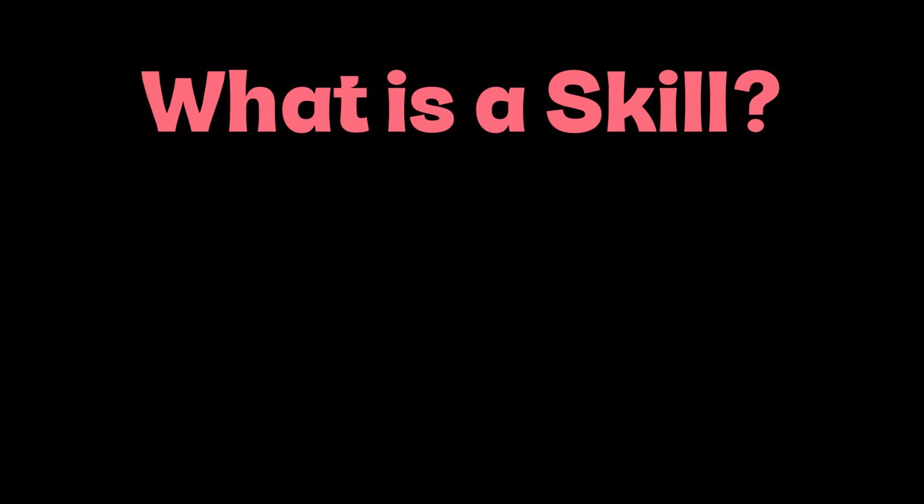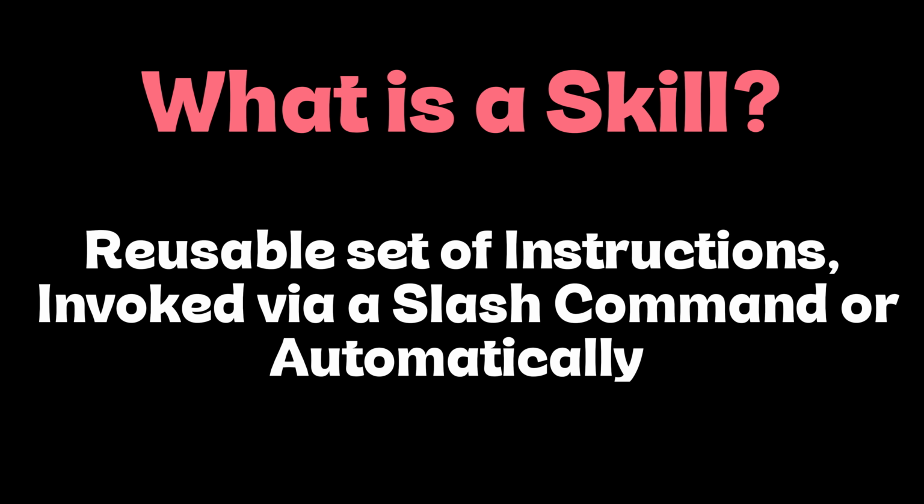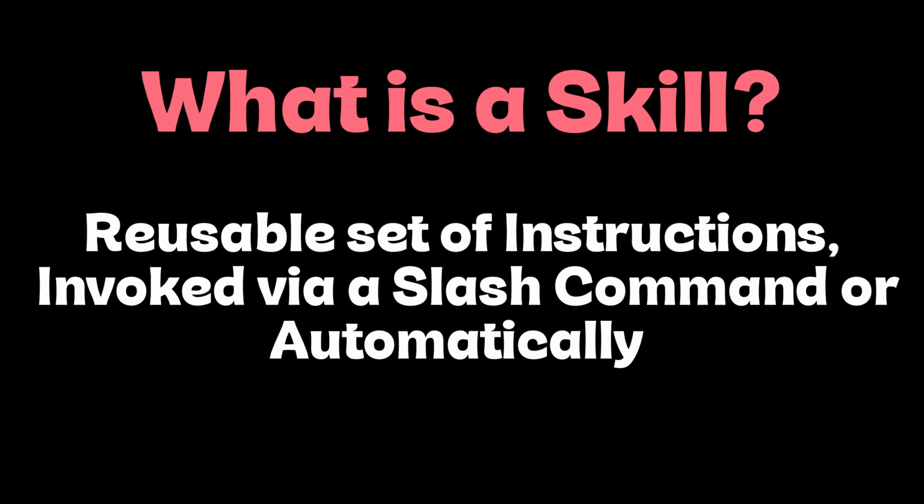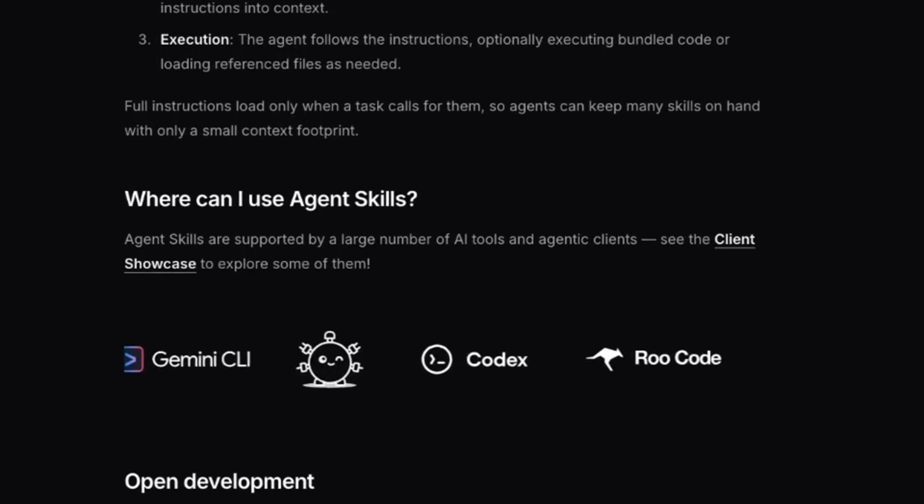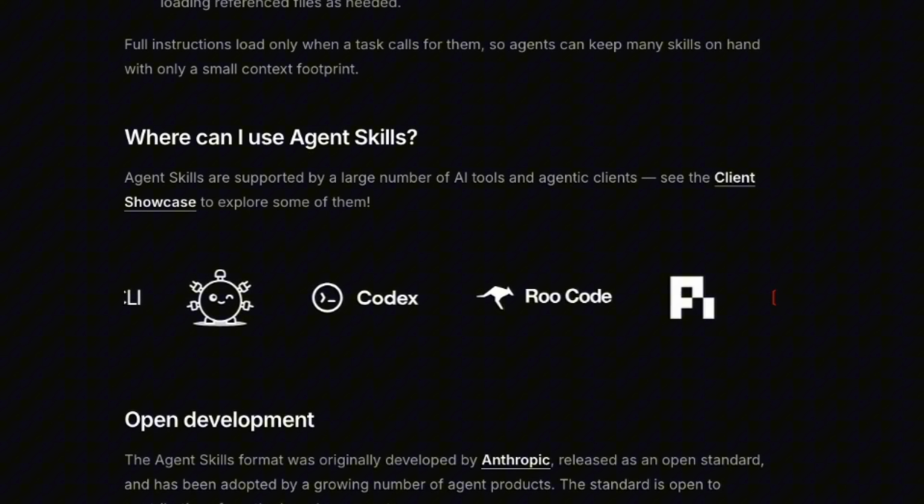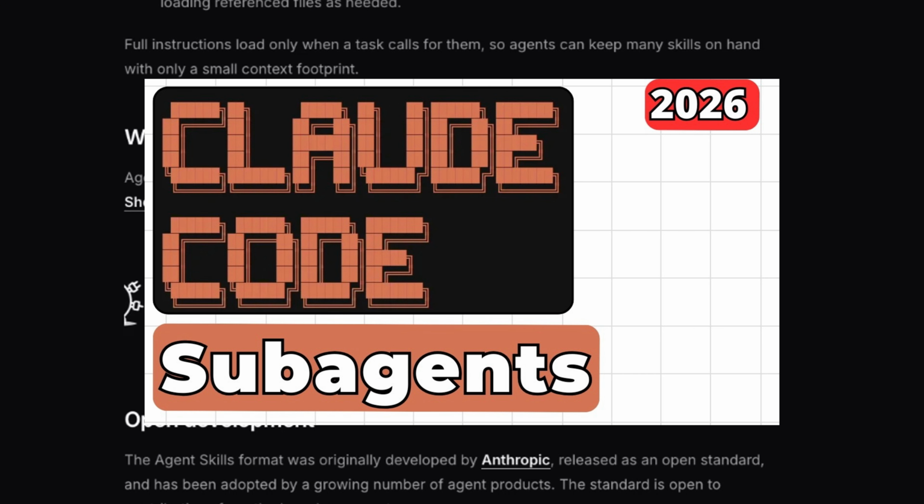But first, what exactly is a Claude Code skill? A Claude Code skill is a packaged, reusable set of instructions invoked via a slash command or automatically by the agent's decision after reading its description. The concept of agent skills applies to every AI coding agent. If you want to learn the basics first, I'll link a separate video in the description.